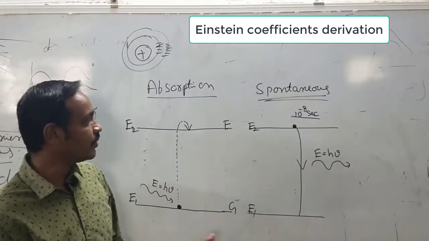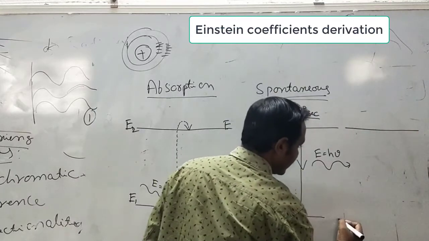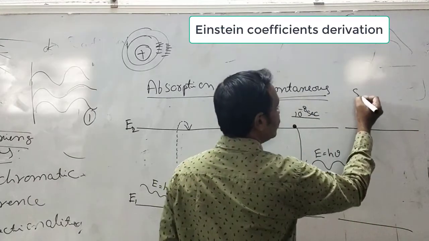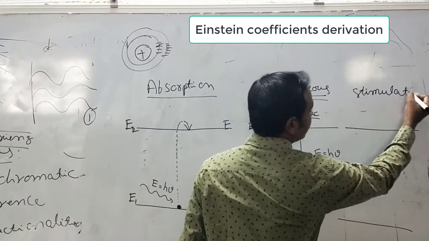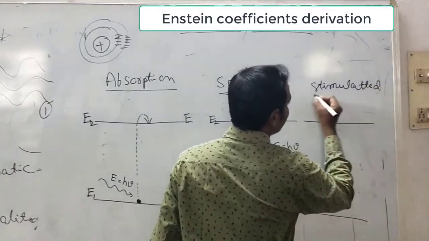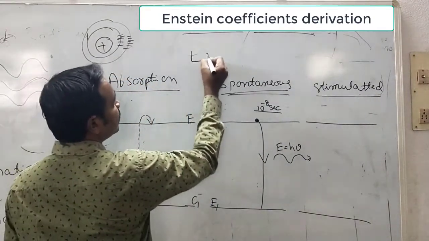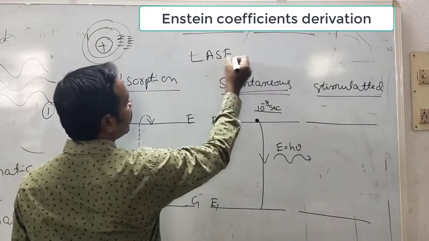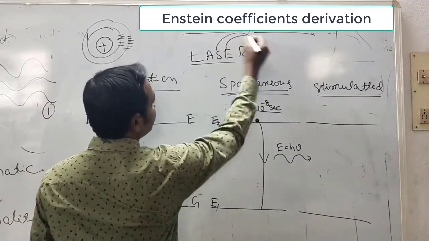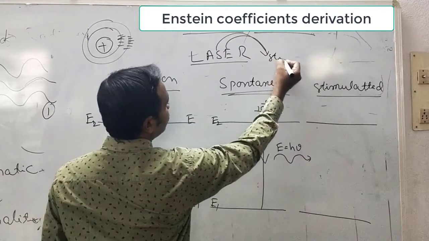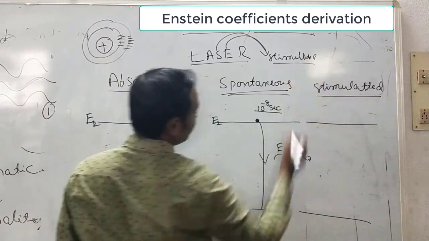Now I'll go for the third process, with the same energy levels. That is called stimulated emission. This stimulated emission is a very important process, which we discussed in the last class under the laser heading. So in this heading we have S for stimulated, and we will discuss it here.